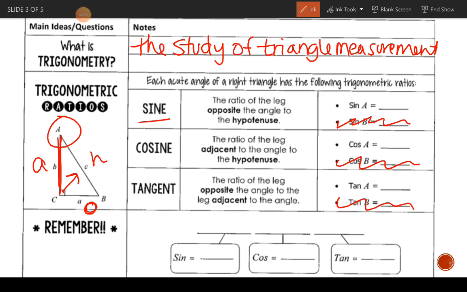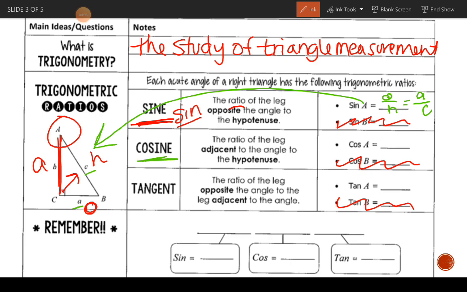So sine, this is called sine. On the calculator, it's the SIN button. It's the ratio, and remember ratio means fraction, of the opposite to the hypotenuse, okay? So our opposite is A. So sine of A is going to be opposite over the hypotenuse. Our opposite is A, and our hypotenuse is C. So sine of this particular triangle is going to be A over C.